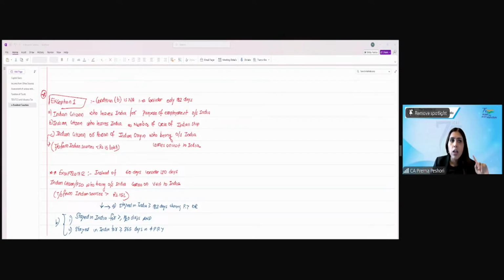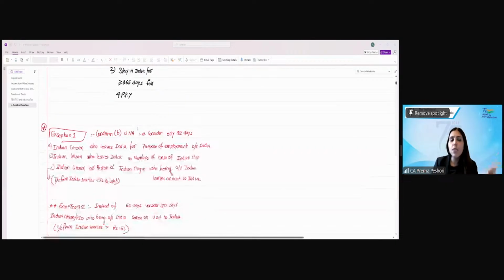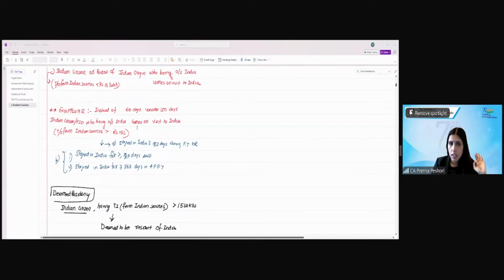For him, we will consider 120 days instead of 60 days. But we'll consider both conditions, either 182 days or 120 days, and stay in India for greater than or equal to 365 days. So here, instead of 60, we will consider 120. Are we clear about the residential status of the individual? Yes, ma'am. Okay.